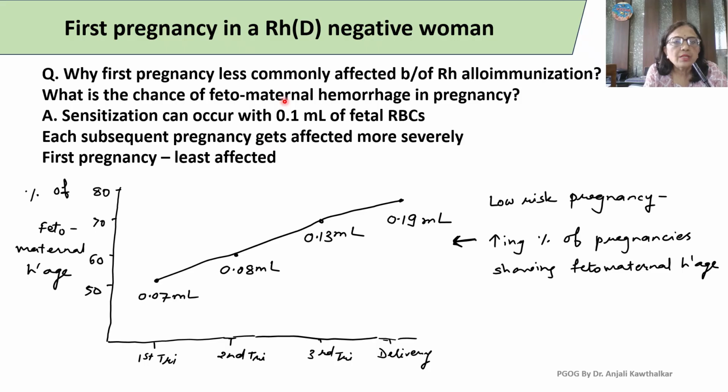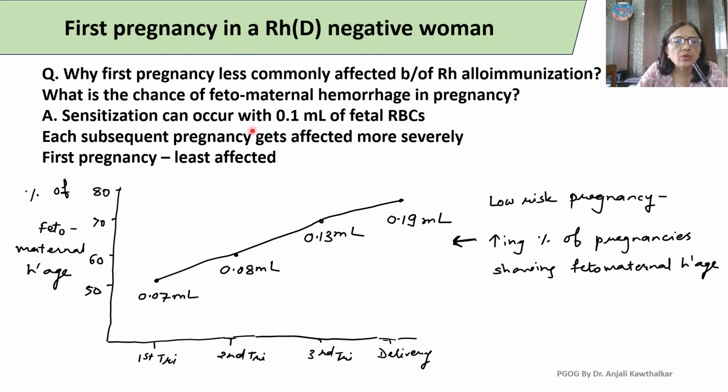Now, what happens whenever there is a first pregnancy in an RhD negative woman? Why is the first pregnancy less commonly affected by Rh alloimmunization as compared to subsequent pregnancies? Or what is the chance of feto-maternal hemorrhage in pregnancy? What is happening is that whenever fetal Rh positive or D positive RBCs enter into the maternal circulation, only then is there an antigen antibody reaction.